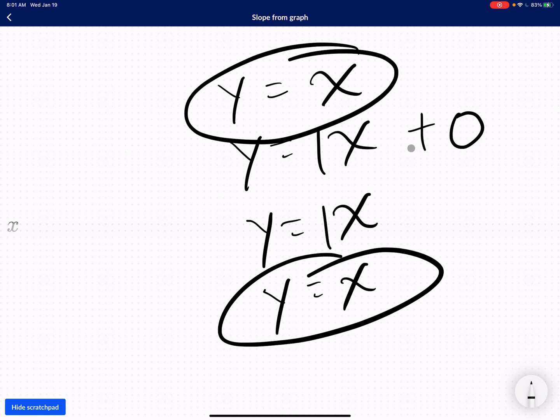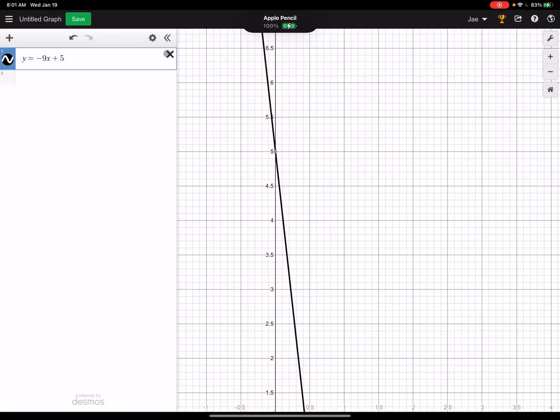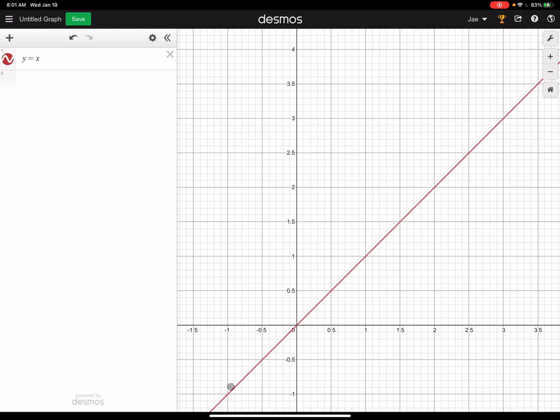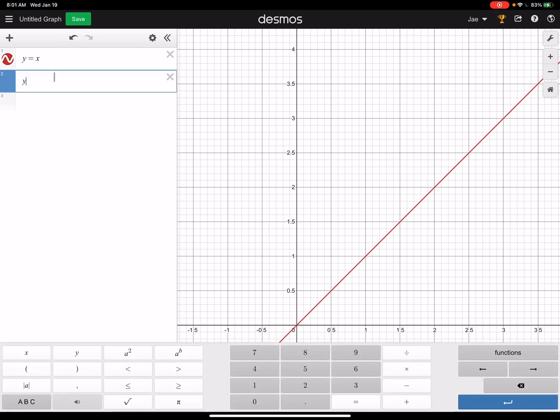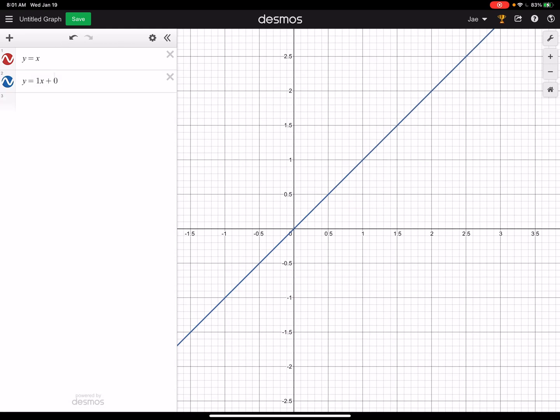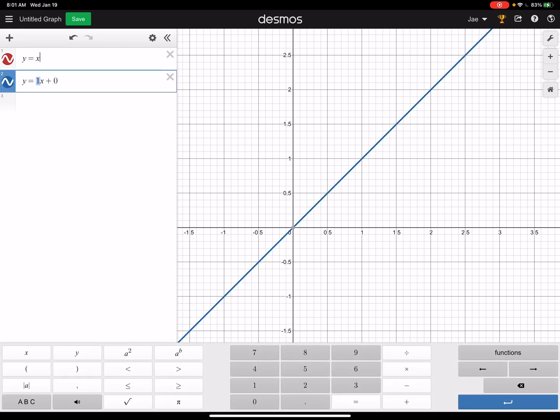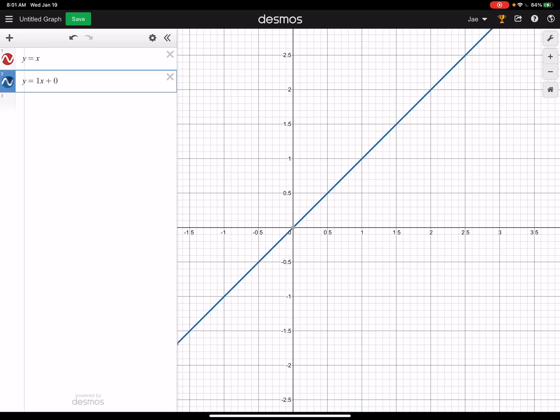Okay? Let me show you what that is. So take a look here. Y equals x. All right, y equals x, right? Boom. That line, y equals x. But that's the same thing as y is equal to 1x plus 0. You guys see that? Same line. Blue, red, same line. Why? Because there's an invisible 1 next to the x, because how many x's are in this one? Just 1, right? And 1x plus 0 is just equal to x. That's why these lines are the same, okay?